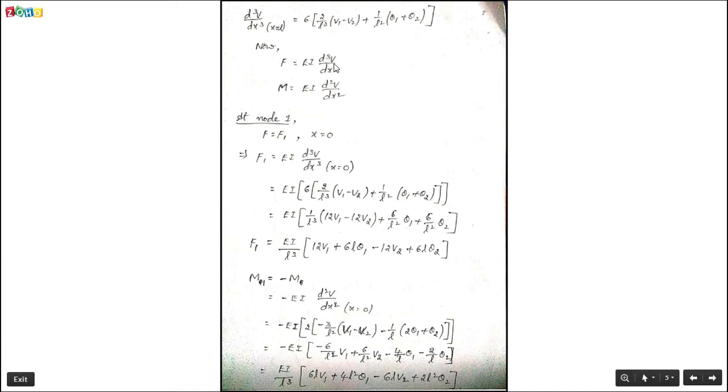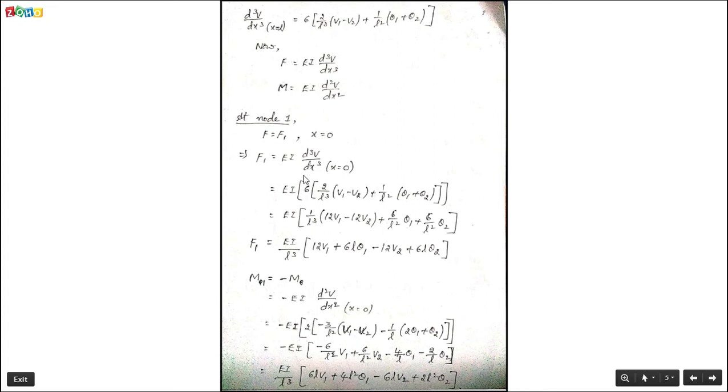That's why we are differentiating the polynomial equation two times. So shear force is EI into d cube v by dx cube, and moment equals EI into d square v by dx square. Now applying the boundary conditions. At node 1, F equals F1 at x equal to 0. F1 is nothing but EI into d cube v by dx cube at x equal to 0.